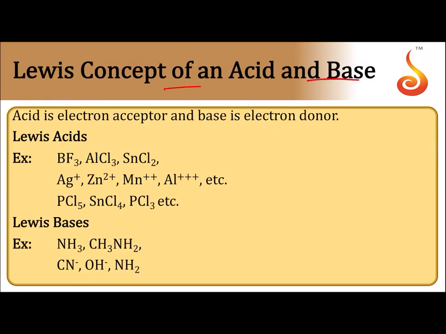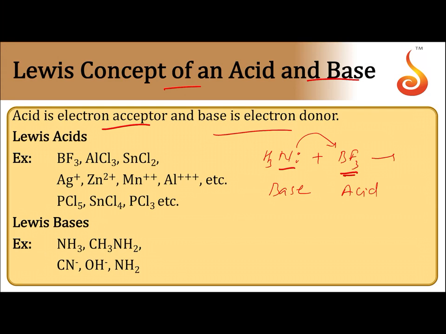Next, the Lewis concept of acids and bases. Here an electron pair acceptor is called an acid, and an electron pair donor is a base. So take a reaction like NH3 giving an electron pair to a BF3 molecule. In this reaction, BF3, the electron pair acceptor, is called the acid, and the donor is called the base.